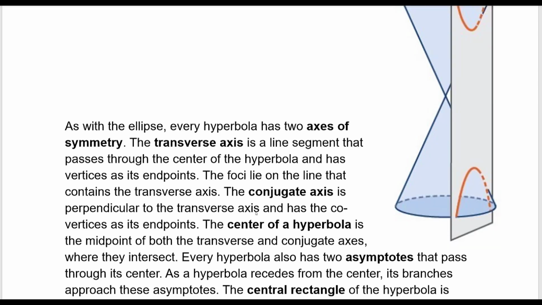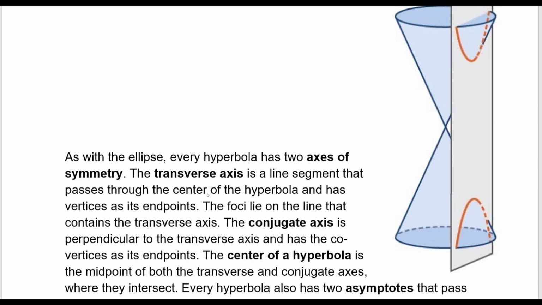And the foci lie on the line that contains the transverse axis. So if we had this line going through here, one focus is going to be up there, and one's going to be down here. The conjugate axis is perpendicular to the transverse axis. That'd be going this way. I don't know if you can see my arrow or not. Going like that. Oh, hang on. Let me get my pencil out.